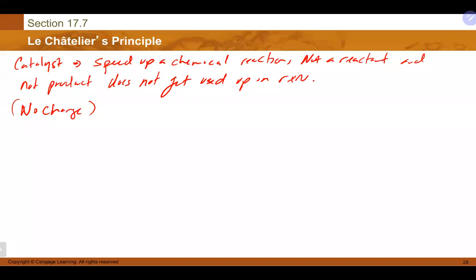Another case with no change is if you have some type of gas situation. Maybe you add something like a noble gas to it. So you add something like a group 8 gas to it. That will also cause a no change situation basically to occur. Any questions on that there?